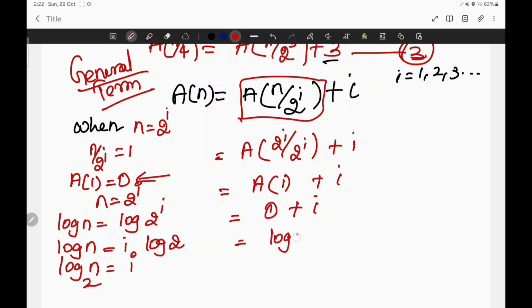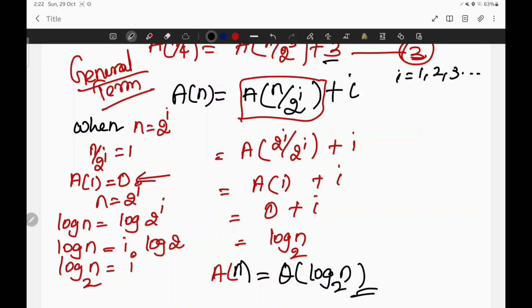Log n base 2. So this is the time complexity for the binary representation, the conversion of decimal to binary, to count the total number of digits in the binary conversion. So this is the time complexity for binary digit representation. We are counting the total number of digits after the conversion.